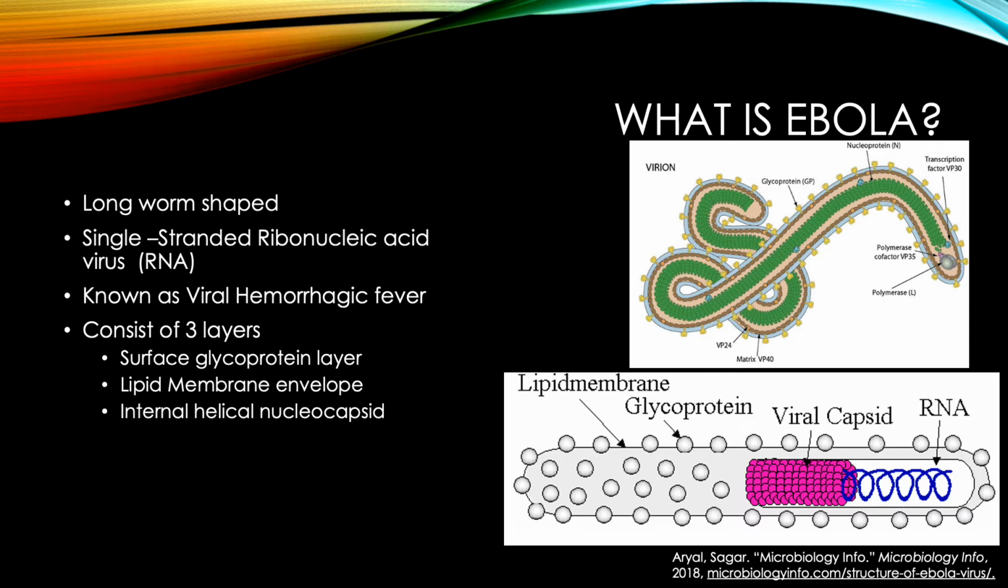It could also be used as a mediator and can help with binding and cell membrane fusion. The second layer is the lipid membrane envelope. It usually surrounds the third layer, which is the internal helical nucleocapsid, and acts almost as a shield. Now the third layer just helps with its cycle process when it reaches the replication phase.